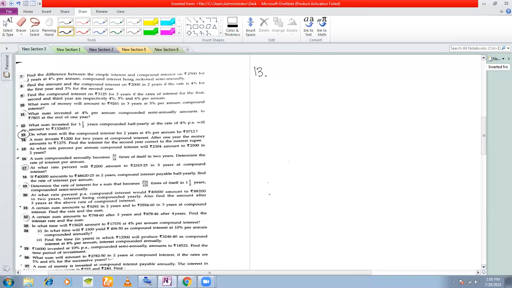Let's read the question. This is the question. On what sum will compound interest for 2 years at 4% per annum be 5,712? So compound interest is given to you. Here CI is given to you as 5,712, right? Time, since not per annum, see the compound interest is being compounded annually, so you don't have to halve the rate or double the time. So n here is 2 years, and rate here is 4%.